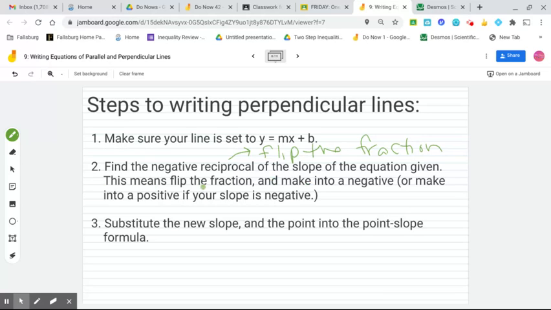Okay, so again, that means you flip the fraction and make it a negative, or you make it positive if your slope is already negative. Then you're going to substitute the new slope and the point into the point slope formula, which again is y minus y1 equals m times x minus x1.